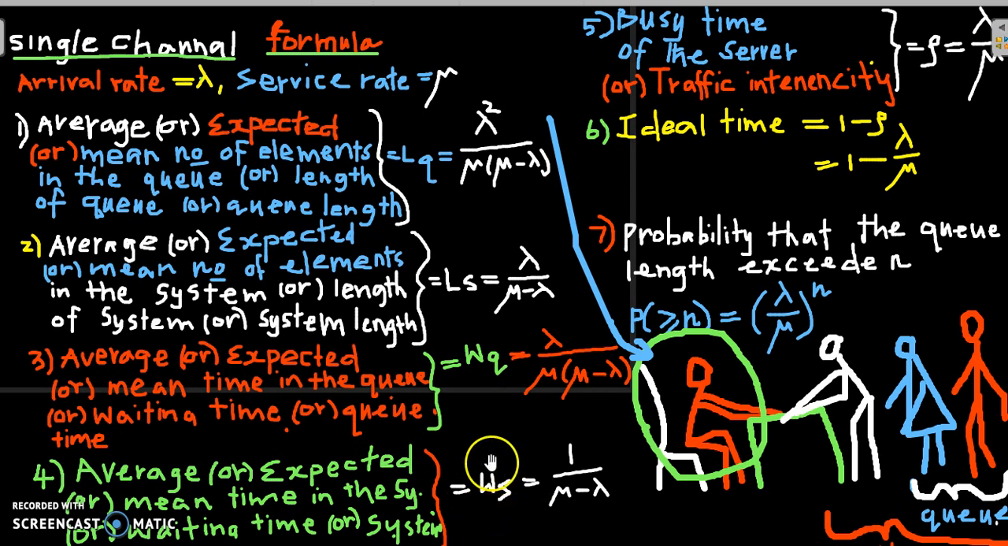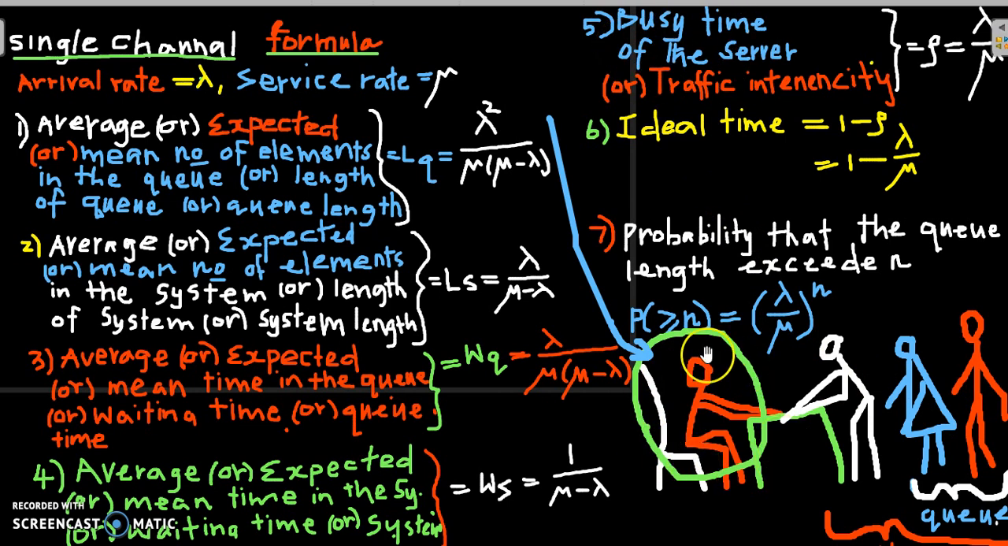Now what about the waiting time of a person in the system? The waiting time in the system is given by the formula 1 divided by service rate minus arrival rate, that is, 1 divided by mu minus lambda. The system means the persons waiting for service and the service also included. Next formula is about busy time of the server.